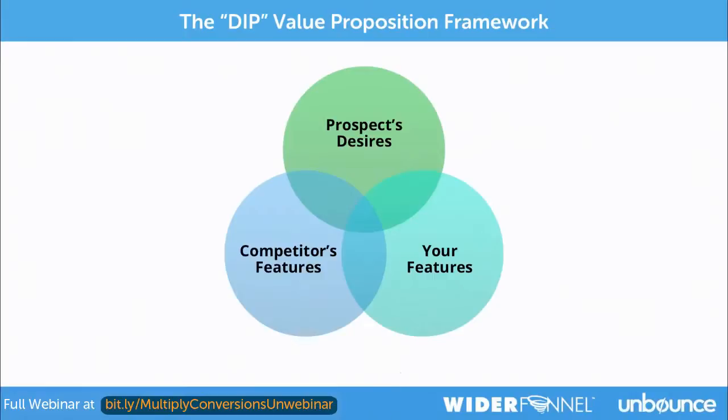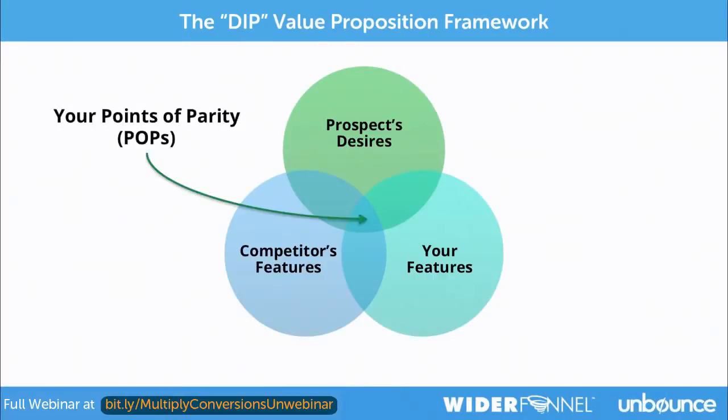A lot of times, people are focusing on this area in the middle, the points of parity. This is the P in the DIP framework. Your points of parity are where the prospect's desires match up with your competitors' features. So your competitors also offer that, and your features offer that as well. So what you're doing is going out there and saying, hey, we have those features too. We're meeting your needs. We're doing what you want, and yeah, our competitors are too, but so are we. And that's where a lot of marketers are focused.